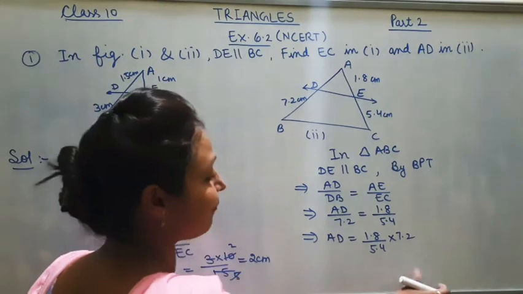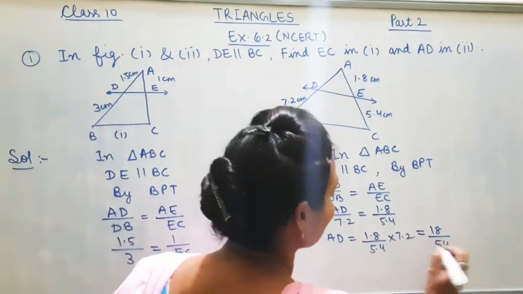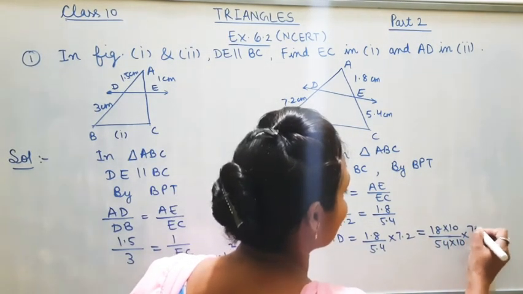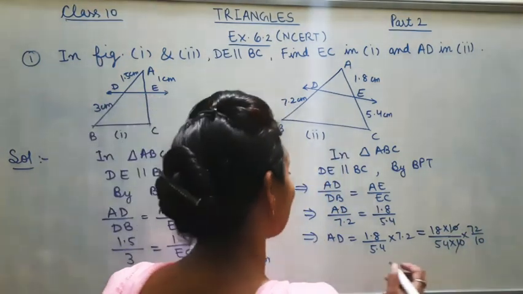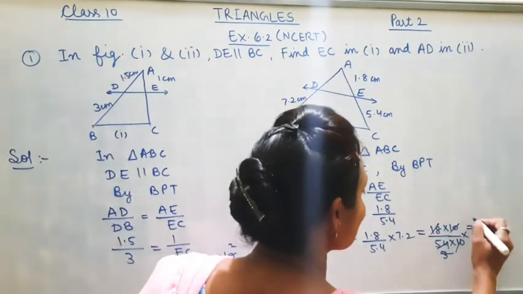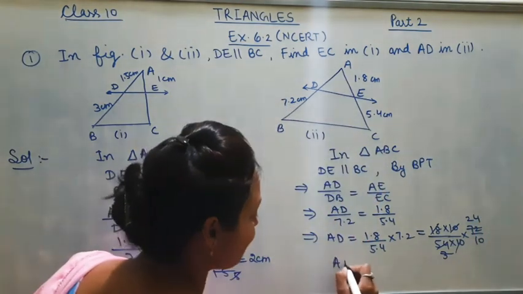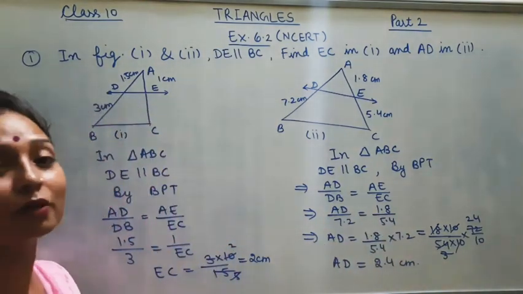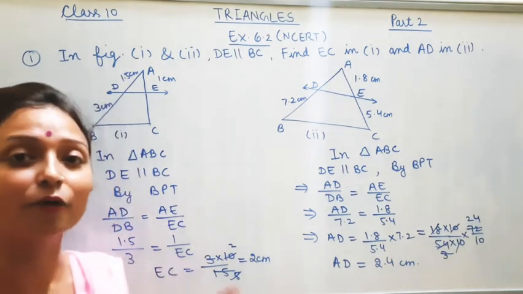In the next step I will cancel by opening it as 18 upon 54 into 72 upon 10, because the 10 and 10 will cancel. 18 threes are 54, and 3 twos are 6 and 3 fours are 12, so AD is equal to 2.4 centimeters. So this is the way to solve the first question by the simple method, only taking the proportionality of the other two sides.